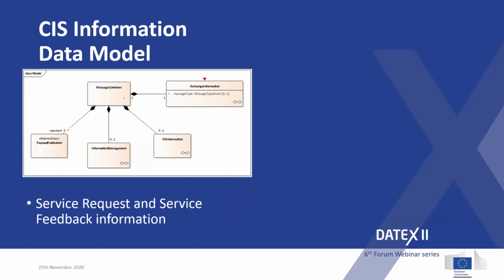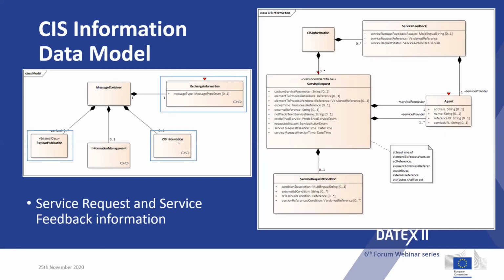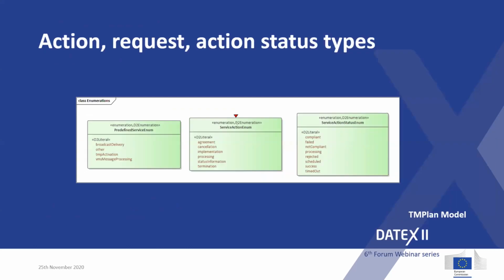We have seen today the message container with the payload publication and the exchange information, which supports the feature of exchange. We then add the CIS information that models both the service request and the service feedback information, meaning the reference to a specific traffic management plan implementation that has been delivered. The services that we may instantiate are, for instance, broadcast delivery, TMP activation, and VMS message processing, the setting of a specific message, as a simplified case of the management.